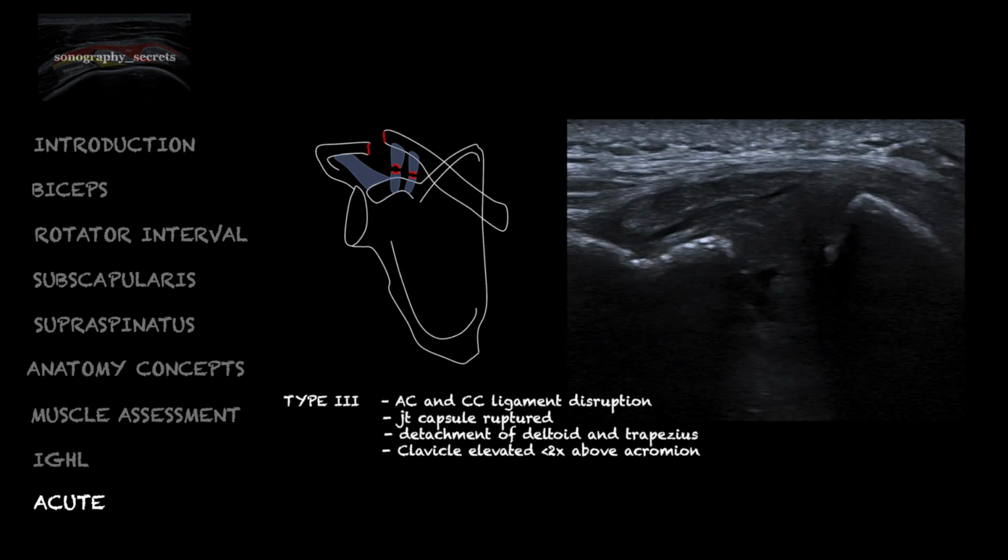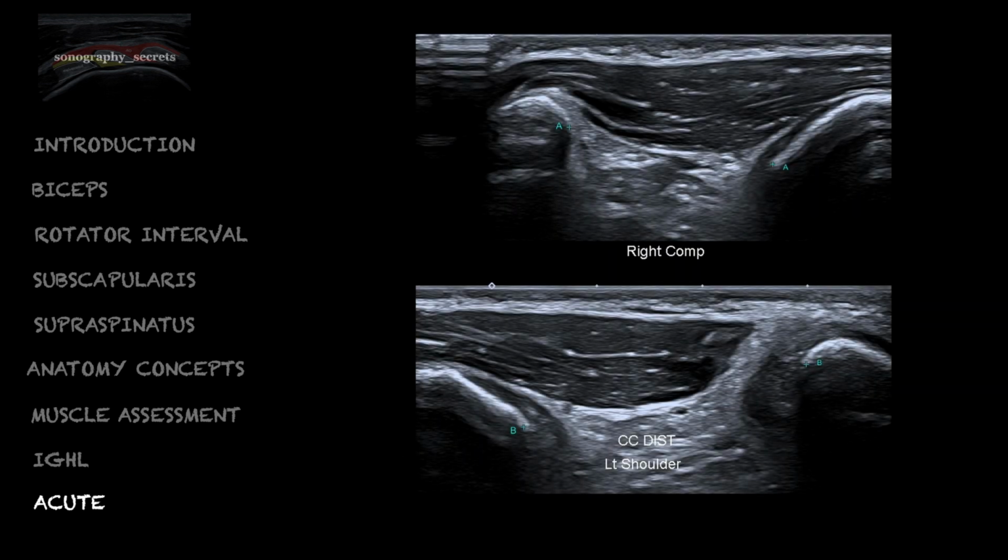Another method to help grade and differentiate these injuries is the coracoclavicular ratio. We measure the distance between the cranial rim of the coracoid and caudal border of the clavicle and compare this to the contralateral side. Here we can correlate with published values to demonstrate a grade 3 AC joint injury, as in this case.